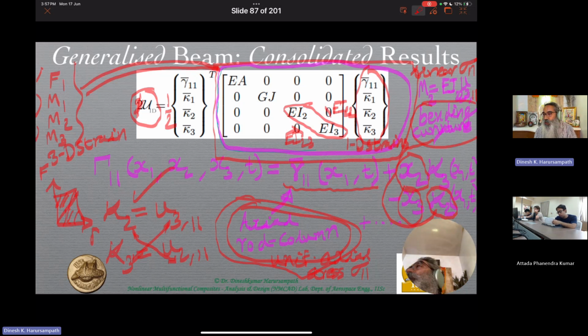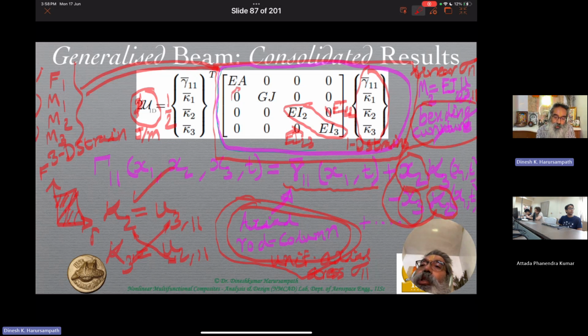So there are two ways of looking at it. One is as a relationship between F1, M1, M2, M3 on the one hand and the 1D strains. The other is as the strain energy density, which is now 1D. Remember, we have talked about 3D earlier, which was joules per meter cube. This is nothing but joules per meter: along a unit length of the beam, what is the energy that is going to be there. And we have already seen an example of a coupling, EI23.